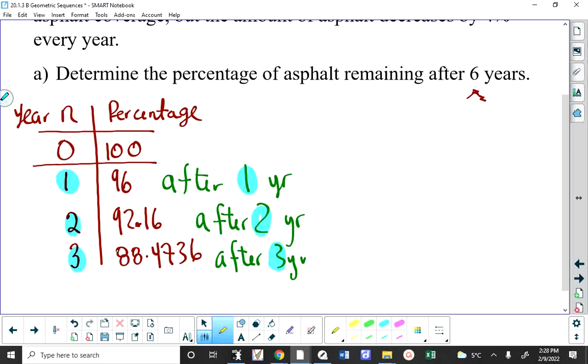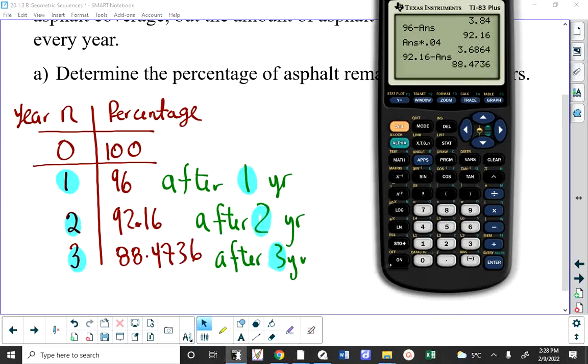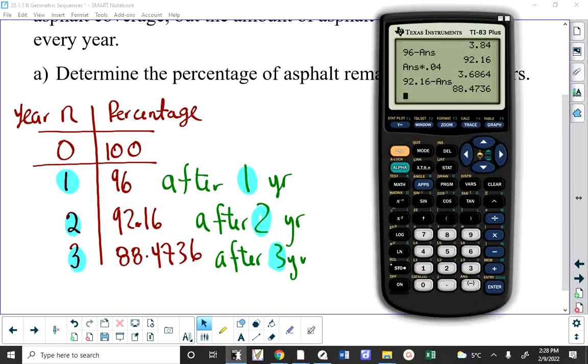R is found, we can do this together because not everybody has calculated it. I take a term like 88.4736 and I divide by the term before it, which is 92.16. I get 0.96. Let's try taking 92.16 and dividing by the term before it, which is 96. I take 96 divided by 100, even though we're kind of ignoring the 100, it's 0.96.